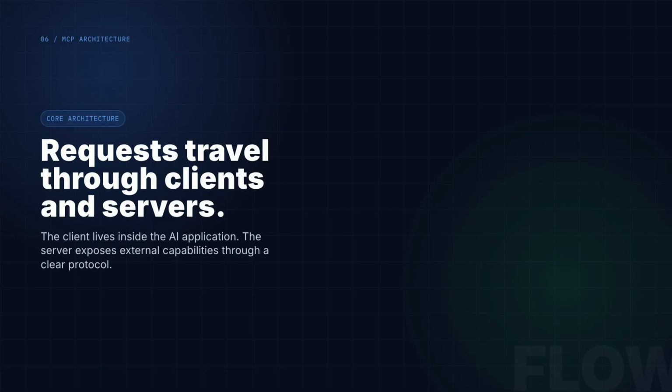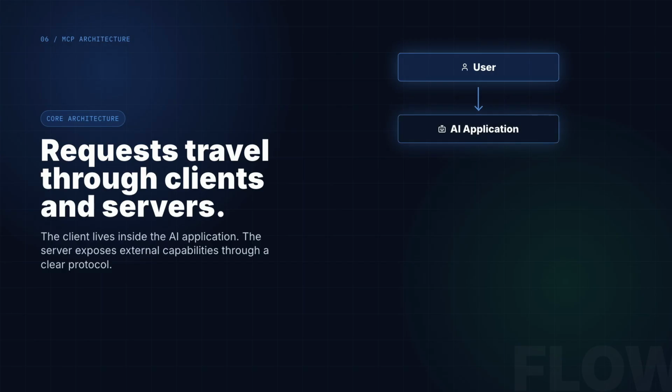Now let us look at the basic architecture. At the top, there is a user. The user asks a question or gives an instruction inside an AI application. The application might be a desktop assistant, an IDE, a chat interface, or an agent platform. Inside that AI application is an MCP client. The MCP client is responsible for speaking the protocol. It discovers what servers are available, understands what capabilities they expose, and helps the AI application make structured requests.